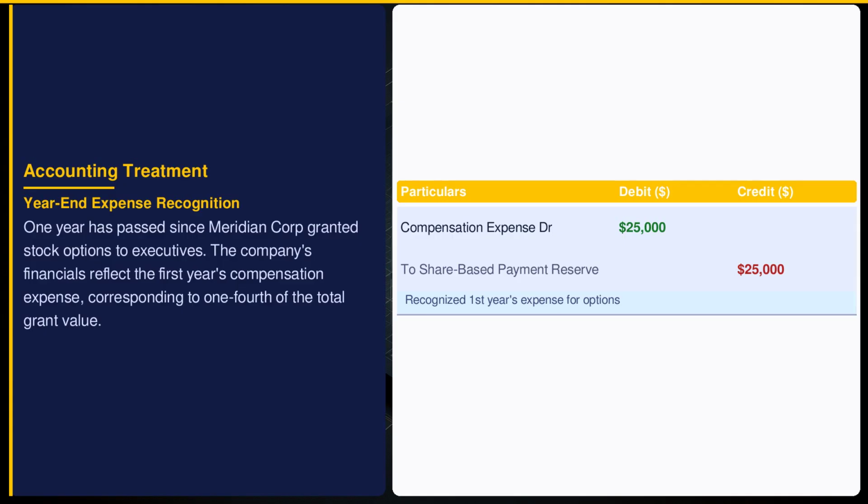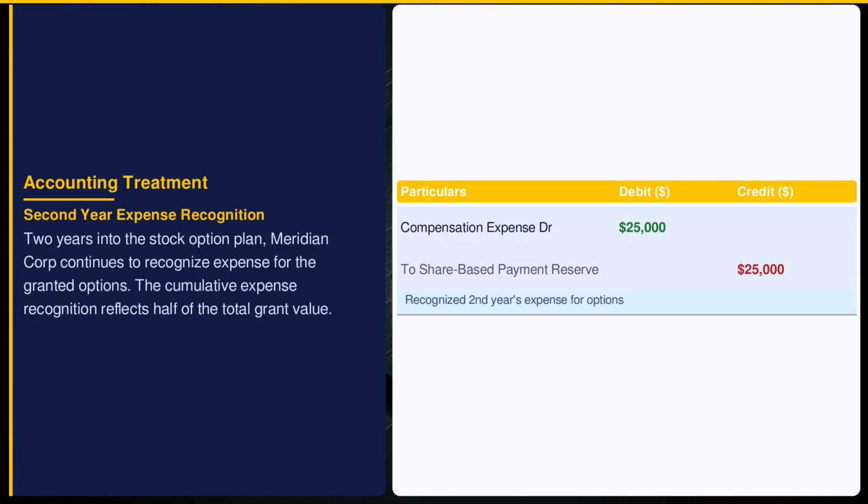This ensures the gradual recognition of the total cost of executive incentives over the vesting period, aligning with International Financial Reporting Standards requirements. The second year sees another $25,000 recognized as compensation expense, maintaining the consistent allocation of the $100,000 grant over the 4-year vesting period. This journal entry upholds the principle of matching costs with the vesting service period required from executives, ensuring accurate financial reporting and compliance.